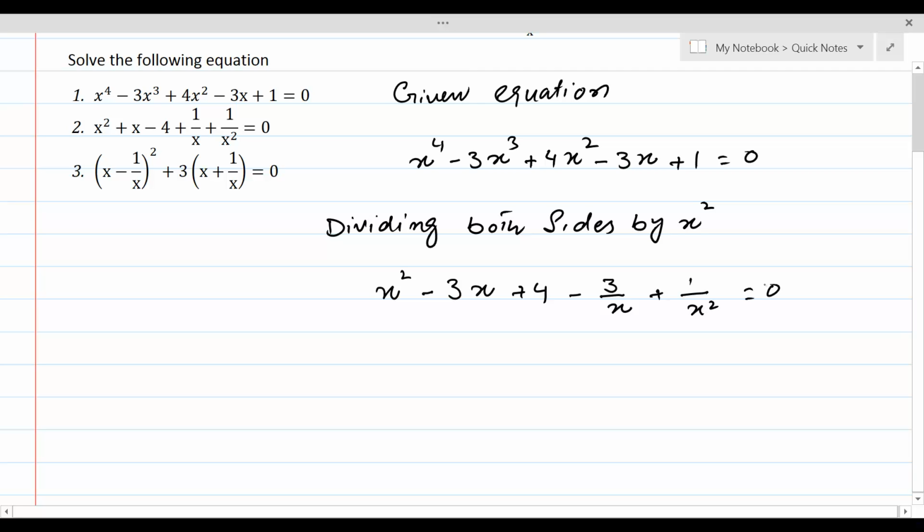to 0. Now by combining x square and 1 over x square, we have x square plus 1 over x square. Let's group them together and take minus 3 common from minus 3x and minus 3 over x. So this will give us x plus 1 over x plus 4 equal to 0.